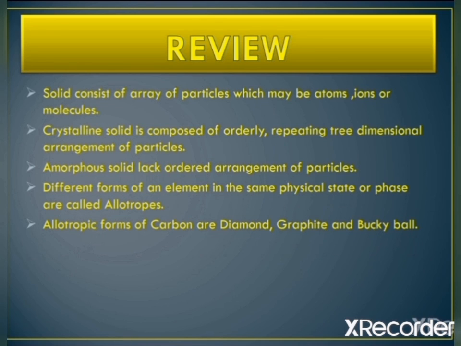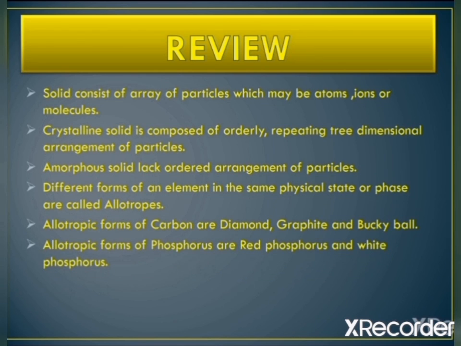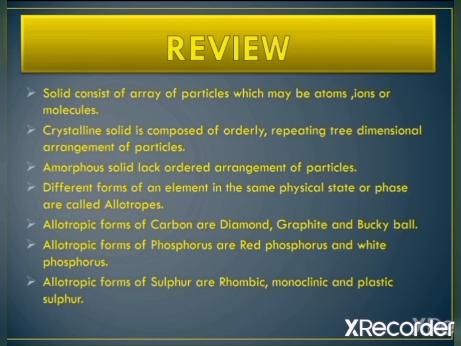Allotropic forms of carbon are diamond, graphite, and buckyball. Allotropic forms of phosphorus are red phosphorus and white phosphorus. Allotropic forms of sulfur are rhombic, monoclinic, and plastic sulfur.